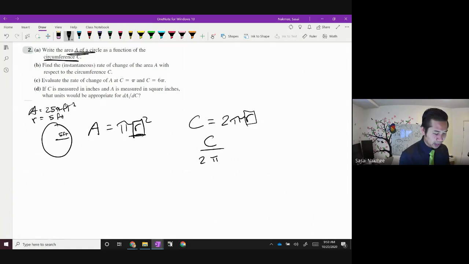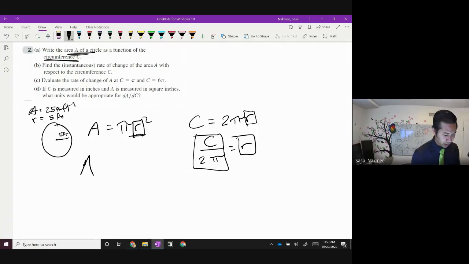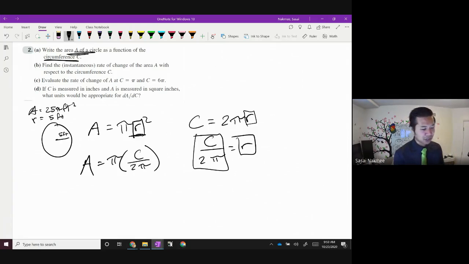Circumference over 2 pi is equal to r. And what you can do is replace the r with this right here. And you'll have area is equal to pi times circumference divided by 2 pi, squared. And that's your area function as a function of the circumference. Anyways, that was that problem in a nutshell. I just wanted to show you guys, don't get tripped up by this part right here. That's not the calculus part. That's literally the algebra part.